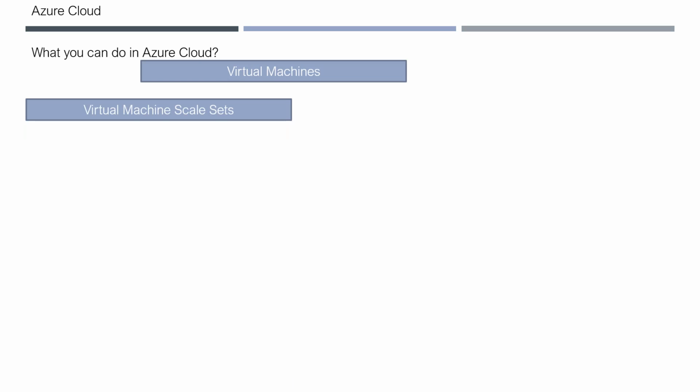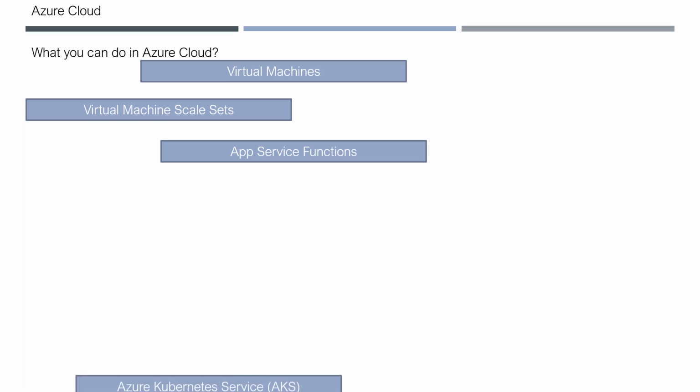You have virtual machines. That means you create servers and start using them. A virtual machine scale set is for scalability, to make your applications available all the time. And then you also have app service functions. For example, you are deploying your application to a web server, be it IIS, Apache, or Tomcat. You don't need to set up those things. Azure provides a feature called app service. You simply develop your code and deploy it to the app service. Such kinds of features.